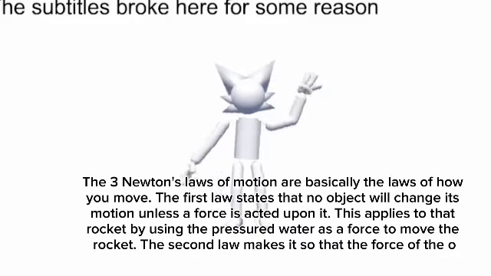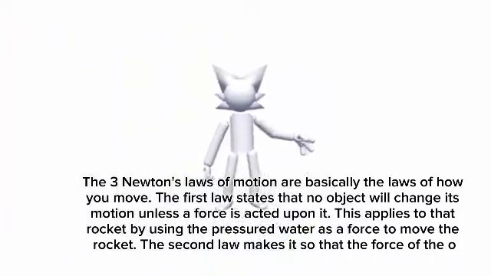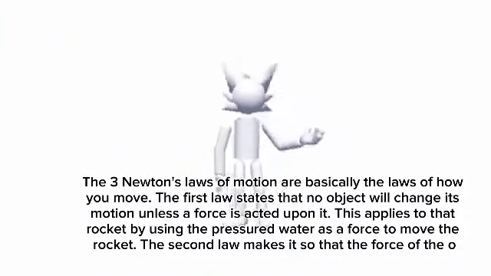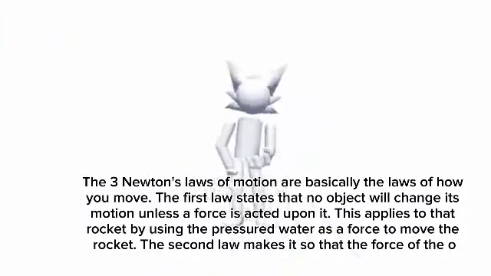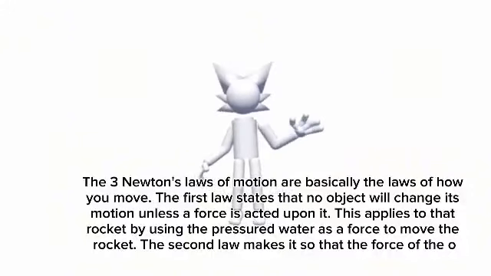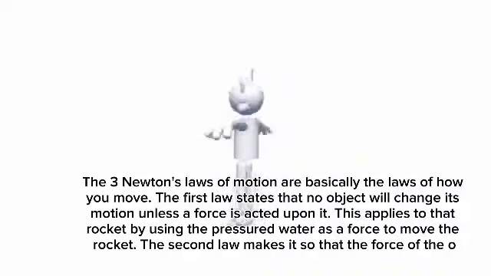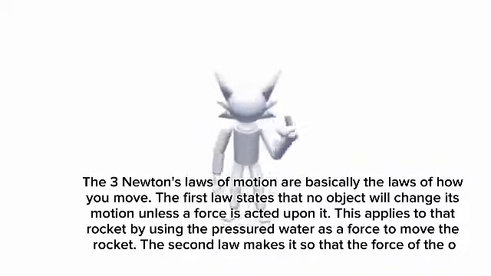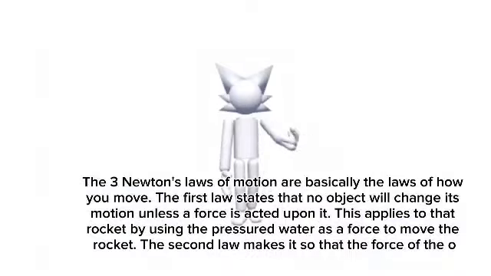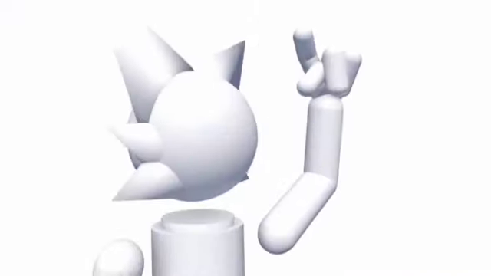The three Newton's laws of motion are basically the laws of how you move. The first law states that no object will change its motion unless forces act upon it. This applies to the rocket by using the pressure of water as a force to move the rocket. The second law makes it so that the force of the object is equal to its mass times acceleration. In other words, that's also how the rocket is able to move around.